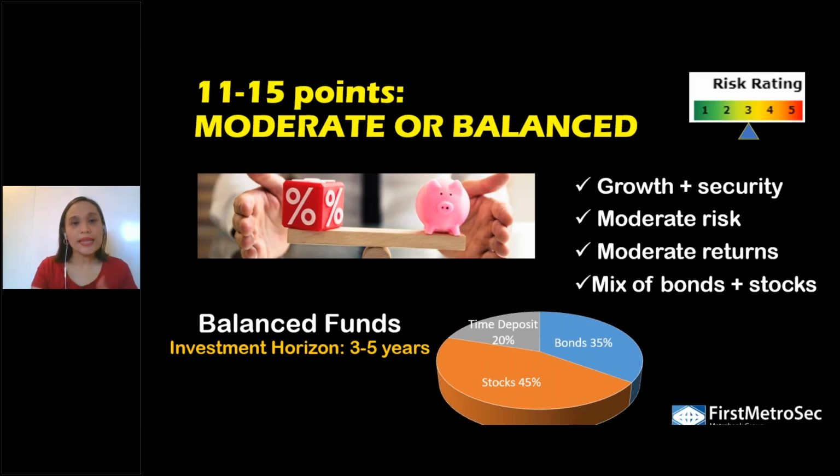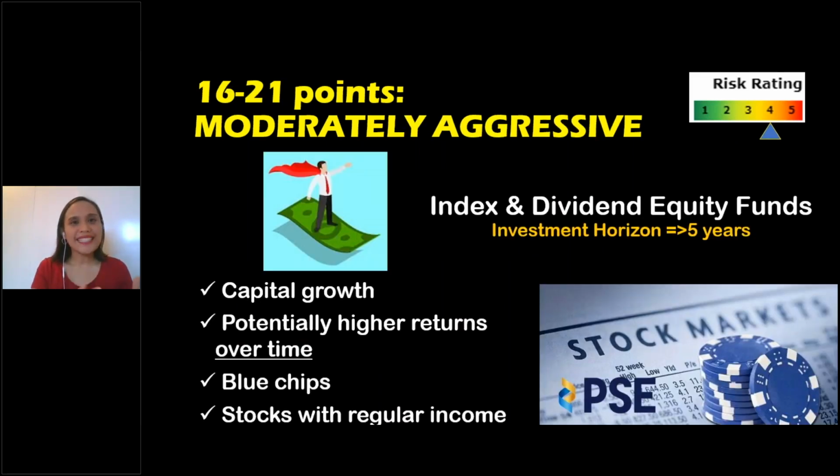Okay? So, next, if you got 16 to 21 points, you are a moderately aggressive investor. So in our risk spectrum sa FundSmart, that's number 4, risk rating number 4. It means that you are after capital growth. Gusto mong tumaas yung value ng investment mo, and you are after potentially higher returns over time. So ang ating investment horizon here is around 5 years or more. Okay, so long-term pa rin siya.